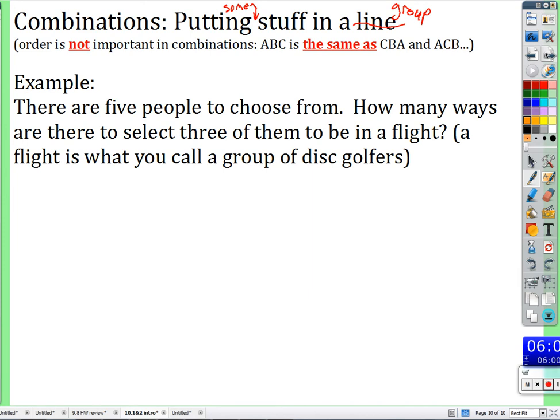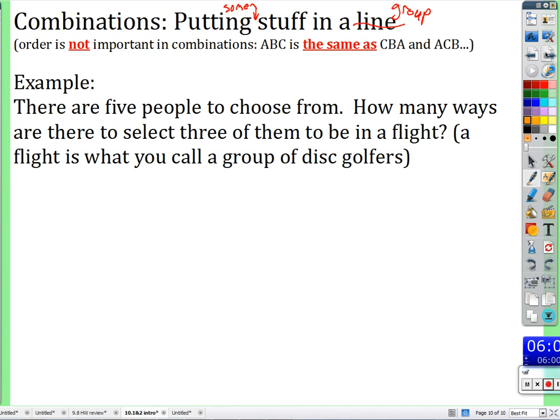Basically, where there are no positions, like Missy said, order would mean there are positions. Combinations would mean there are no positions to be filled. It's just a group of people. Okay, so there's five people to choose from. How many ways are there to select three of them to be in a flight?